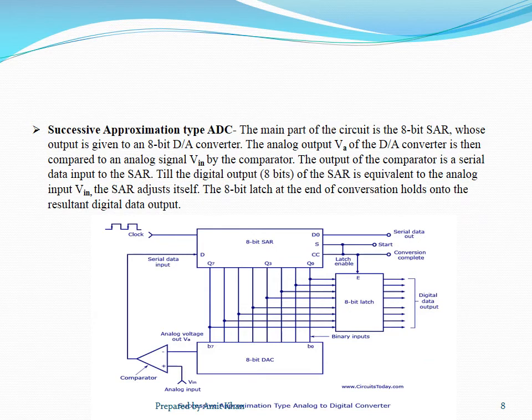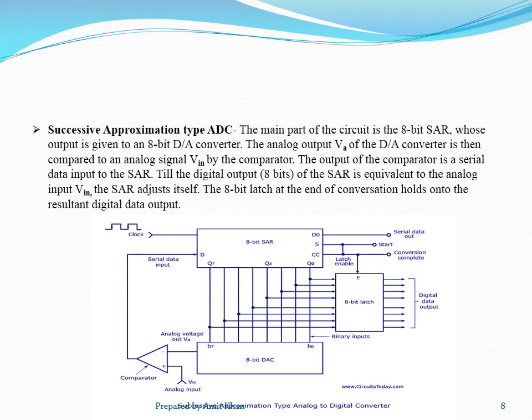Then comes successive approximation type ADC. The main part of the circuit is the 8-bit SAR, whose output is given to an 8-bit D2A converter. We can see that in the circuit diagram or block diagram of the successive approximation type ADC. We can see the 8-bit SAR. Its output is given to the 8-bit D2A converter. The 8-bit DAC is given in the figure.